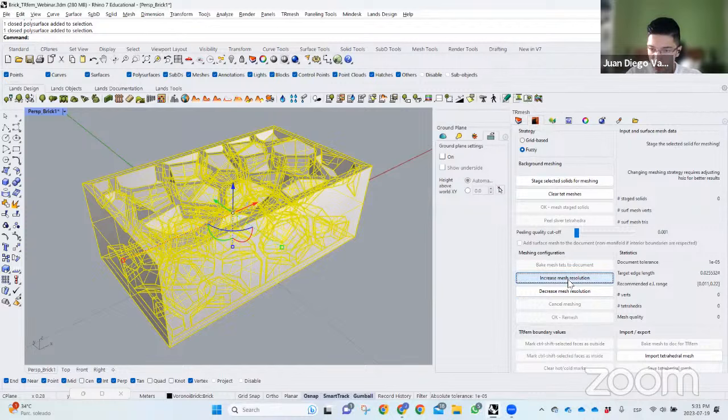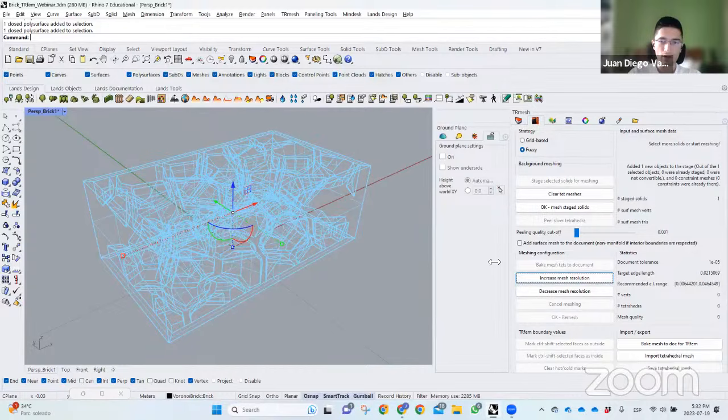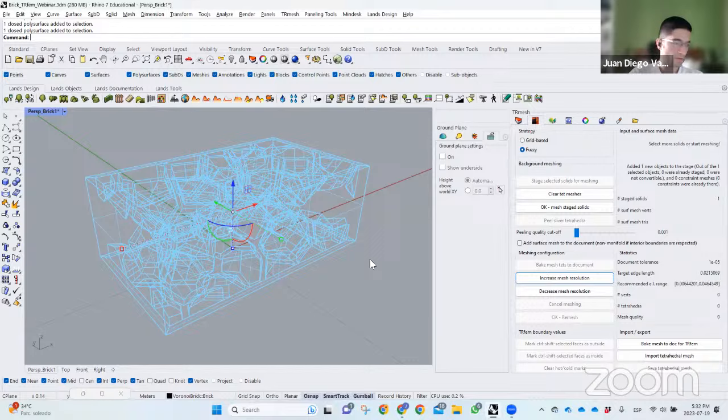So now that we defined the target edge length we want, we click on stage. Oh, no, sorry, you have to first click on stage selected solid for meshing. And when you see this blue wireframe preview, that's when you know you can proceed and go ahead. So now we go and select our target edge length. In this case, I'm gonna just go ahead with this one to see how fast it goes. It also is gonna depend, of course, on your computer's processor. So let's see.